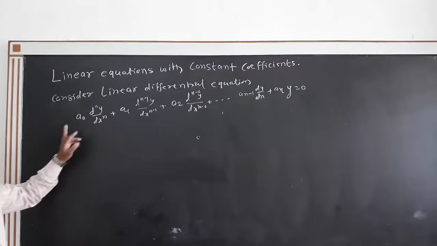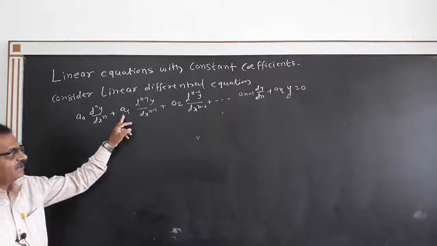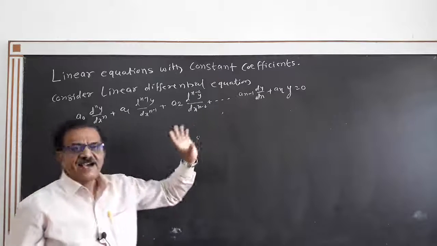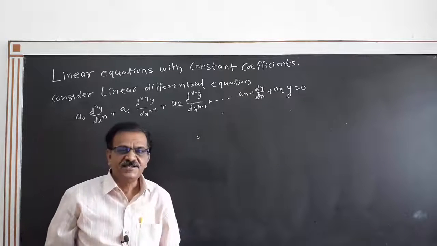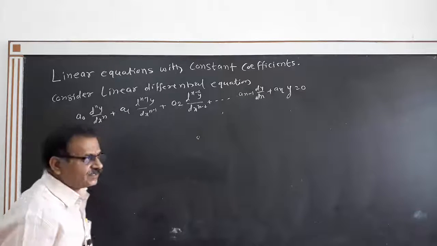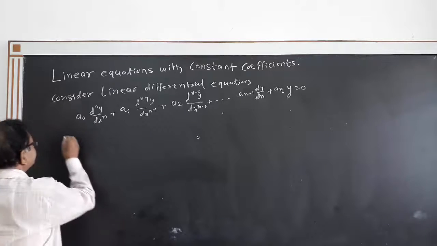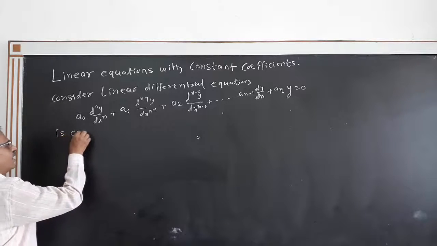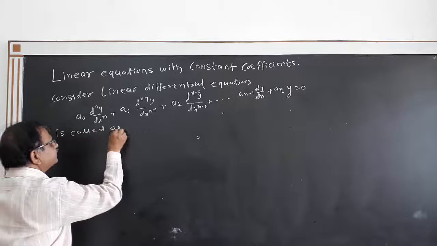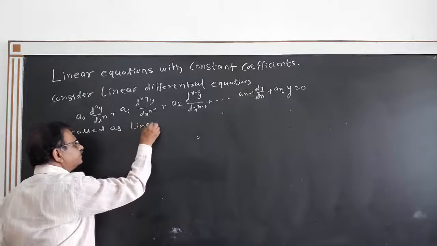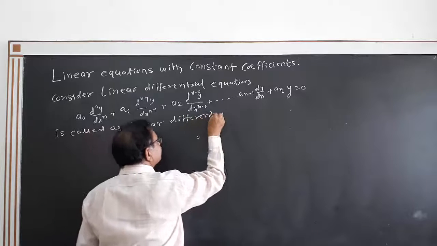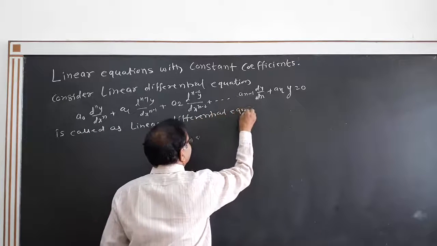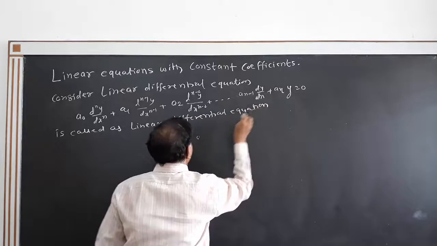If all the coefficients a0, a1, a2, a3, up to an are constant, then this differential equation is called as linear differential equation with constant coefficients.